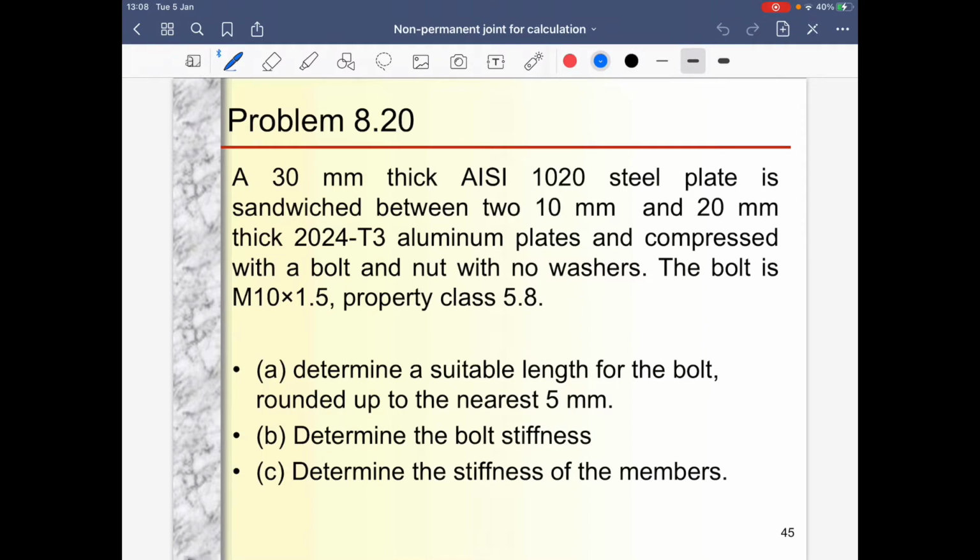A 30 mm thick AISI 1020 steel plate is sandwiched between two plates. So sandwich meaning they have three plates all together: two plates of aluminium and one plate of 1020 steel. And then compressed with a bolt and nuts with no washers. So the bolt is M10 times 1.5, property class 5.8.